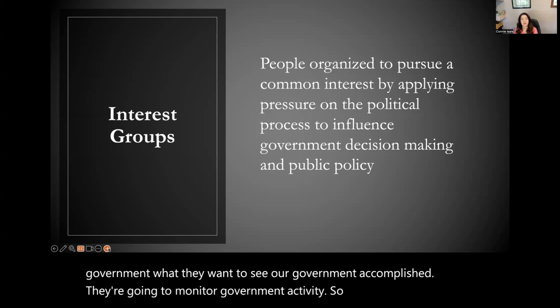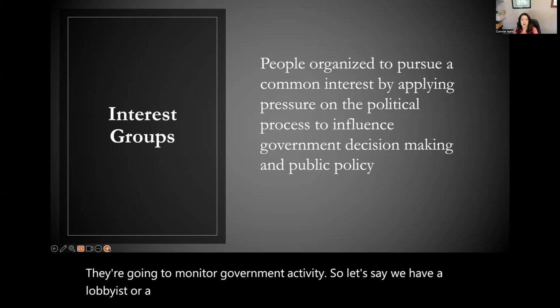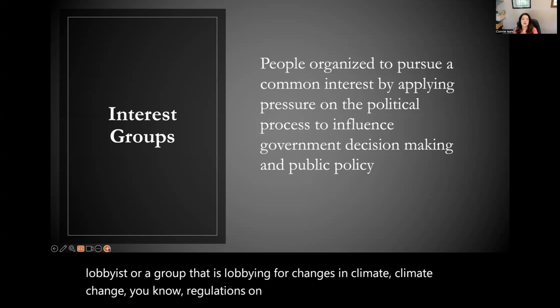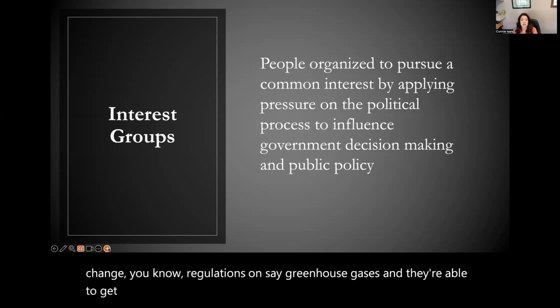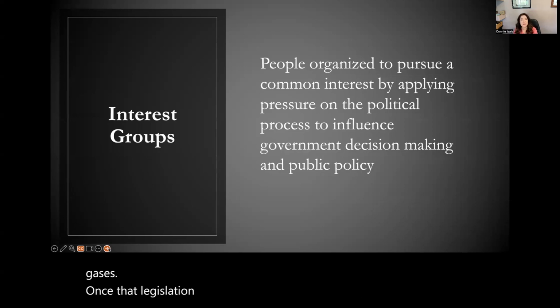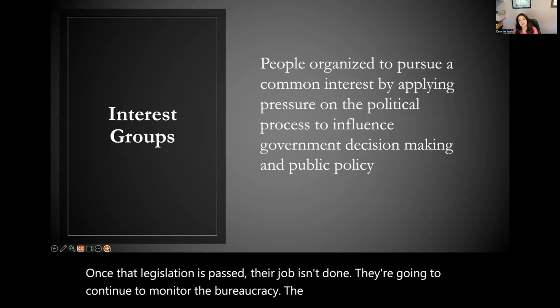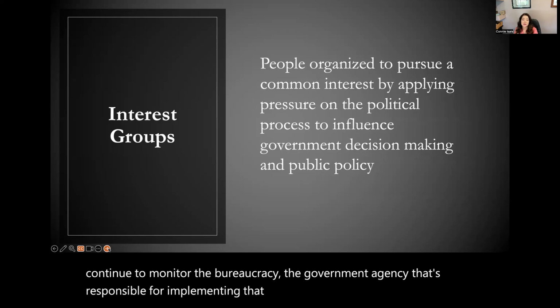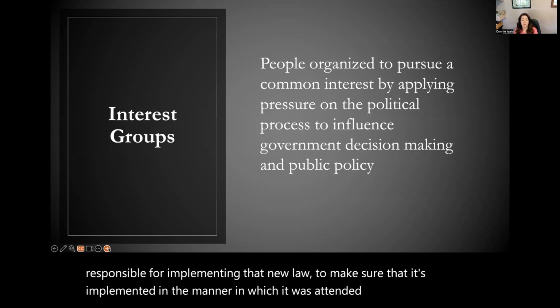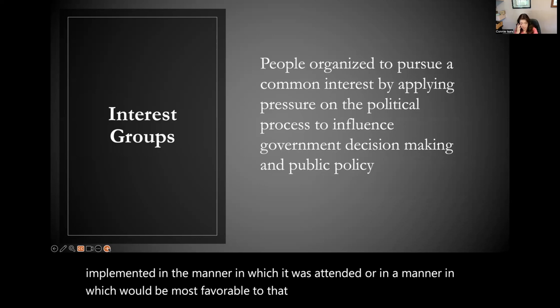So, let's say we have a lobbyist or a group that is lobbying for changes in climate change, regulations on, say, greenhouse gases, and they're able to get Congress to pass legislation that is going to reduce greenhouse gases. Once that legislation is passed, their job isn't done. They're going to continue to monitor the bureaucracy, the government agency that's responsible for implementing that new law to make sure that it's implemented in the manner in which it was intended or in a manner in which would be most favorable to that particular interest group.